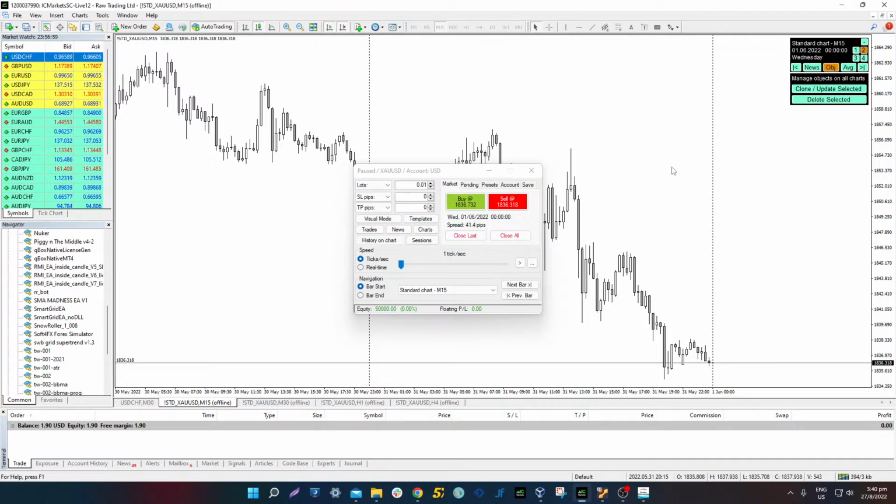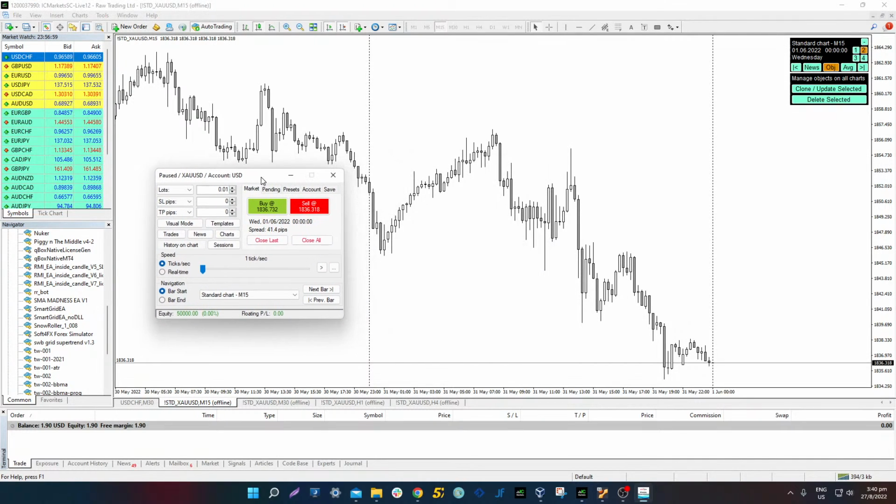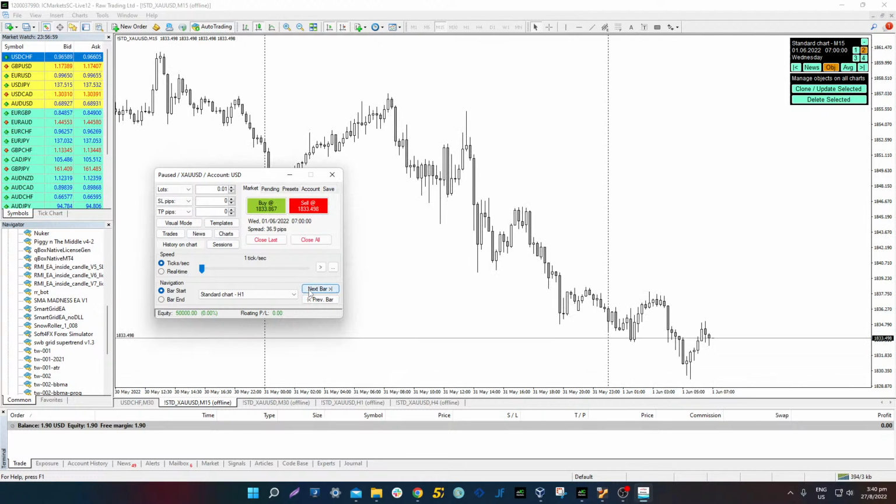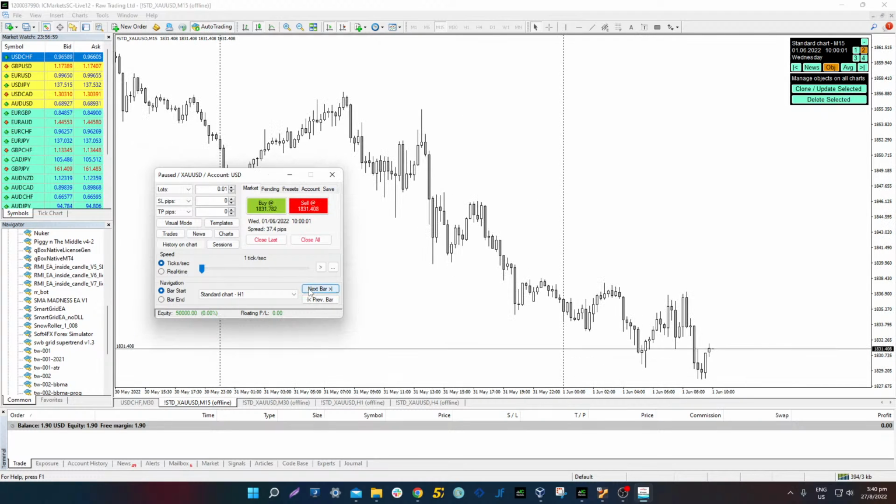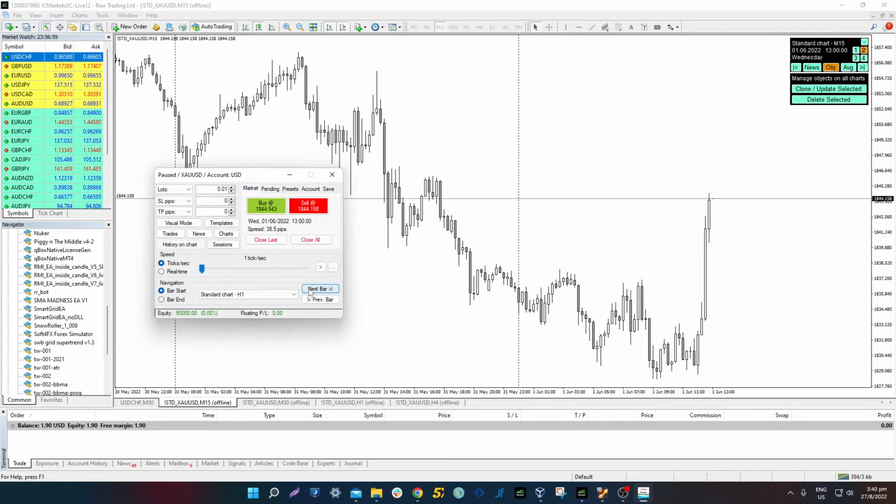Alright, so here we are. We're gonna do the same thing. We're gonna start trading during New York session only, and we want to see how the performance is based on only New York session. So New York session will start at 13 hours. So we're going to change to H1 and forward the bar to 13 hours. Okay, so this is 6 p.m.